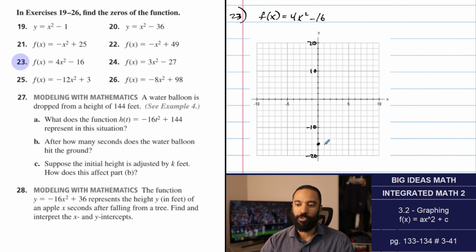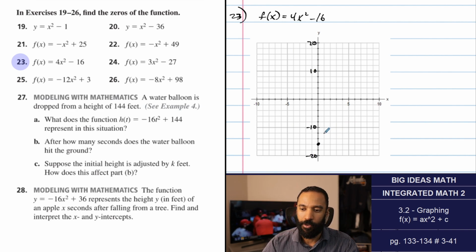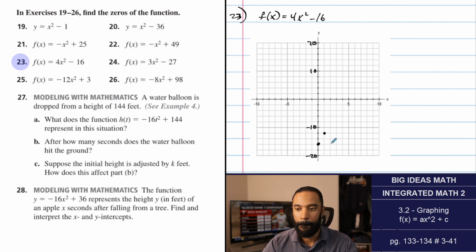4x squared is over 1 up to 4. Boom. Right? 4 times 1. Over 2, instead of up 4, we're going to go up 8. Excuse me. 4 times 4 is 16. So 2, 4, 6, 8, 10, 12, 14, 16. And boom, that is your x-axis. Remember, we are going by 2s on y. We're going by 1s on x.